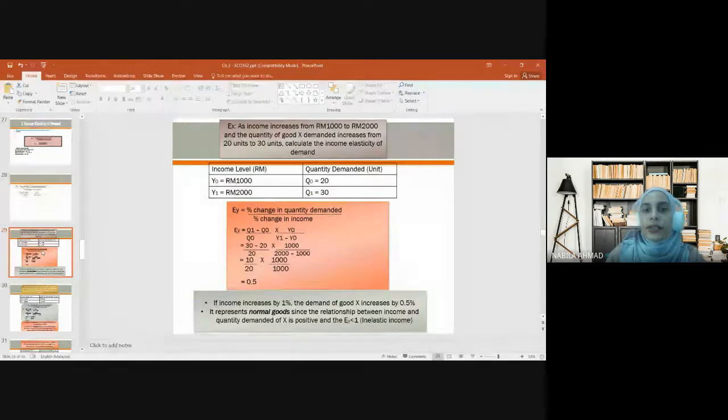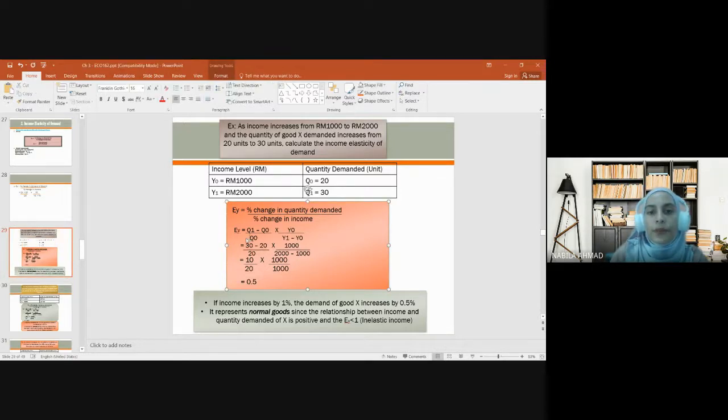Kita tengok soalan lah. Okay, as income increases from 1,000 to 2,000 ringgit and the quantity demanded of good X increases from 20 units to 30 units, calculate the income elasticity. So kita identify Y0, Y1, Q0, Q1. So Y0 berapa? 1,000, Y1 2,000, Q0 20, Q1 30. So kita masukkan dalam formula tadi itu, so 30 minus 20 over 20 times 1,000 over 2,000 minus 1,000, so kita akan dapat 0.5. So apa maksud 0.5? Maksudnya when income increases by 1%, the demand of good X will increase by 0.5%.